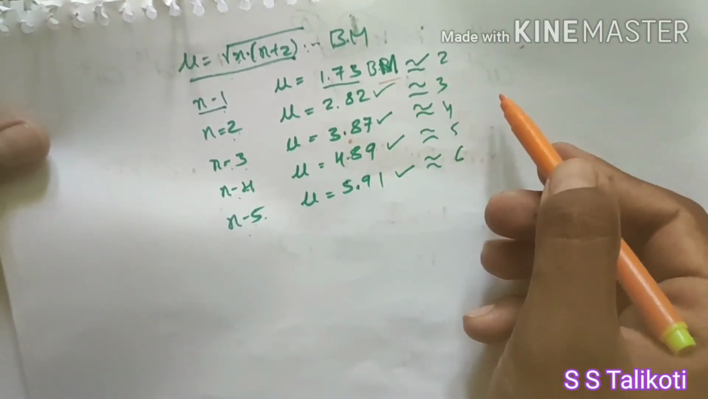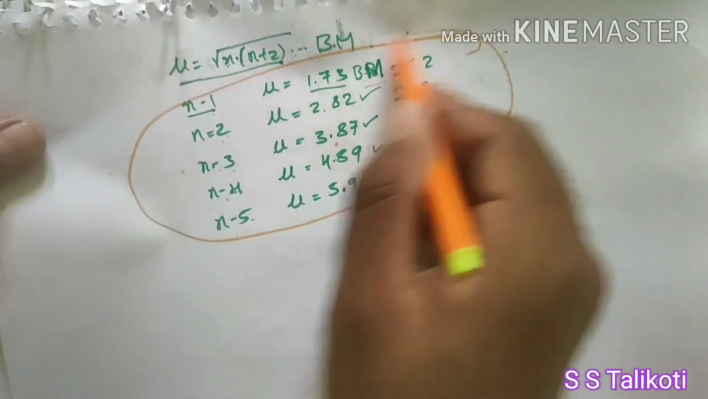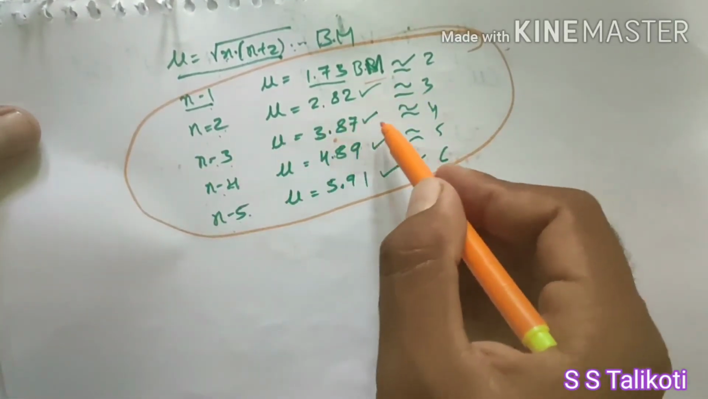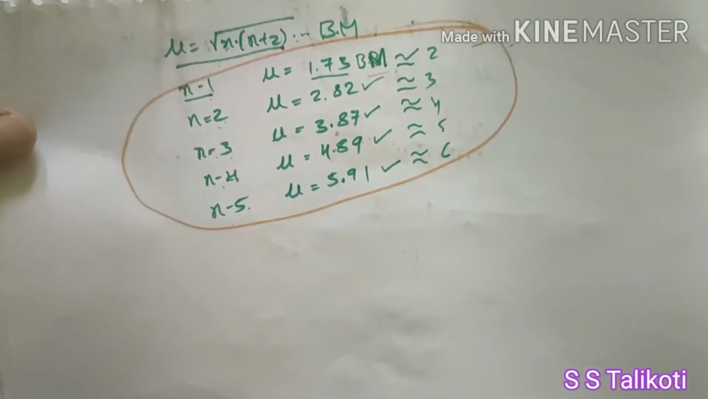This shortcut is helpful. At least you have to remember these 5 values. 1 means 1.73, 2 means 2.83. Their values will be very near, right? Easy to remember.